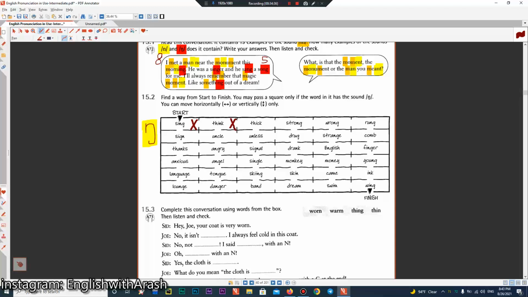Think has it, because think is like this. Think. So it has the sound that I am looking for. This is the sound that I look for. Okay. After this sound, after this think, it doesn't have the sound, so I have to go to uncle. Uncle. So it has the sound, as you see. Uncle.